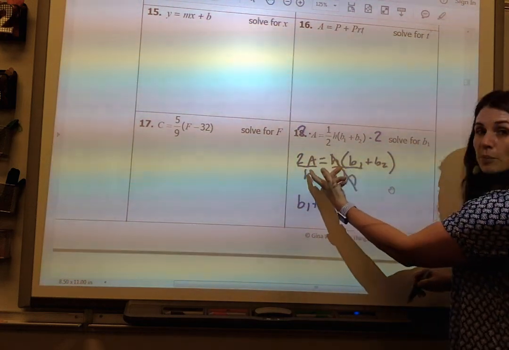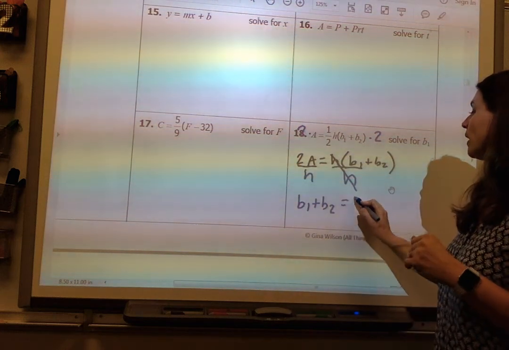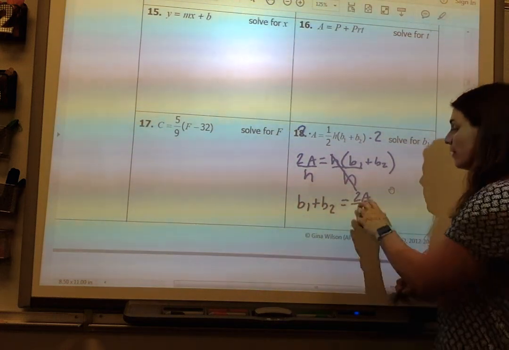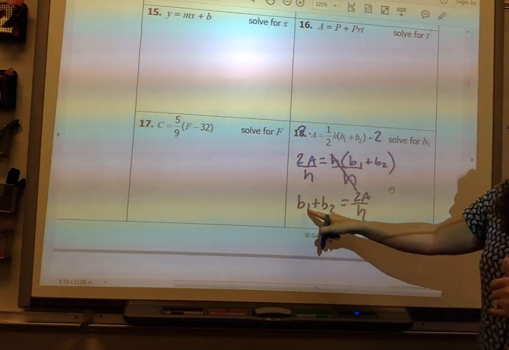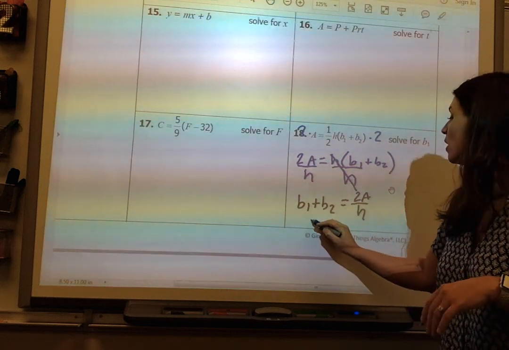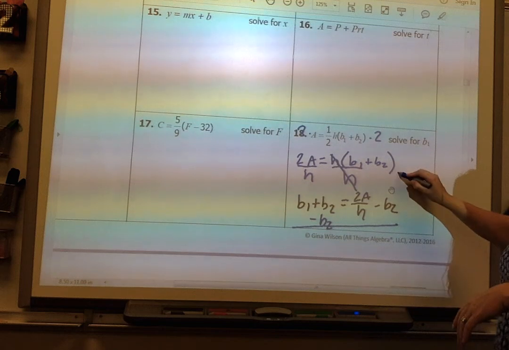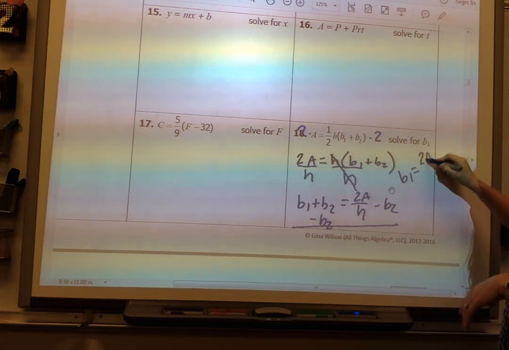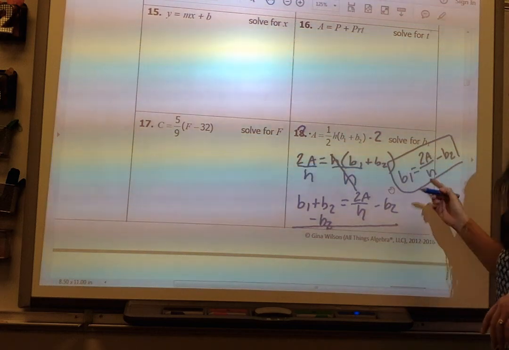I've just done the symmetric property kind of in my head here. I'm moving this term over. b1 plus b2 equals 2a over h. This is one term now. Does everybody see how that's one term? And then if I want to get b1 by itself, I've got to get rid of this positive b2, so I subtract b2 on both sides. And I'm left with b1 equals 2a over h minus b2. There are two separate terms there.